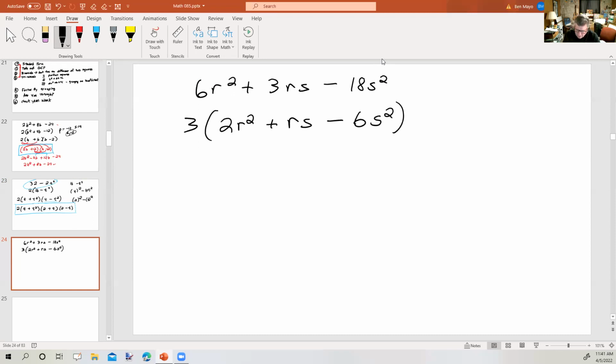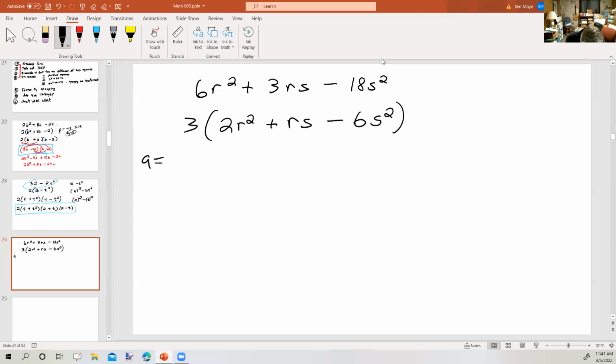All right. What's left inside is a trinomial. It's not a perfect square. It doesn't have a leading coefficient of 1. So we're either going to use grouping or trial and check. Which do you prefer? Either is okay with me. Okay, well, I'll use grouping then.